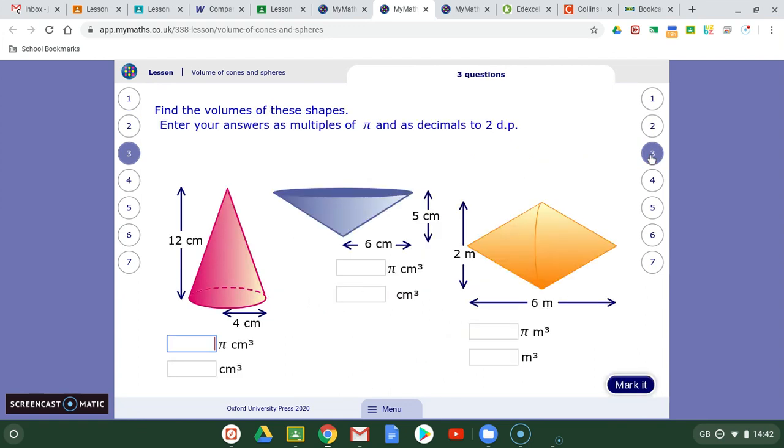So let's have a go here. Find the volumes of the shapes, enter your answers as multiples of pi and as decimals to 2 decimal places. So let's do a few. I mean, we can probably do them quite quickly. So a third multiplied by pi multiplied by 4 squared multiplied by 12. Now, I've left my calculator somewhere, so bear with me. I'll be back in a second.